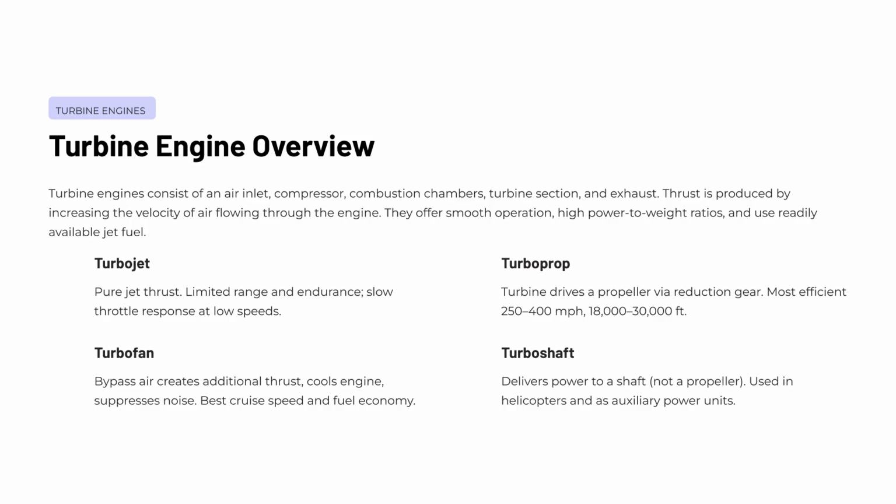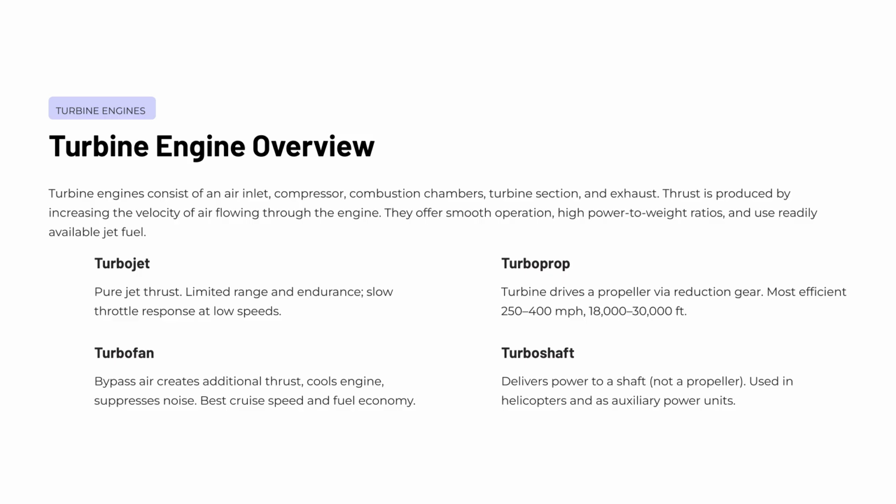The turboprop uses the turbine to drive a propeller through a reduction gearbox. It performs best between 250 and 400 miles per hour at altitudes between 18,000 and 30,000 feet, making it ideal for regional and cargo operations.